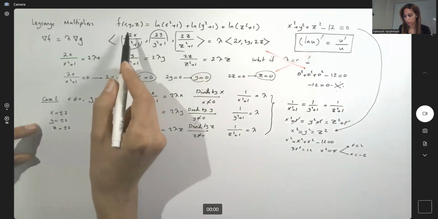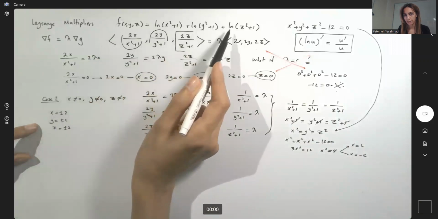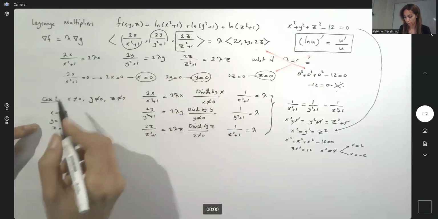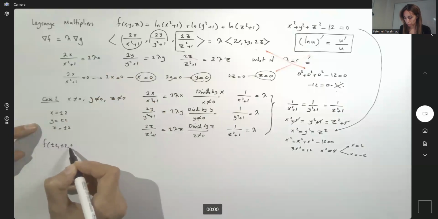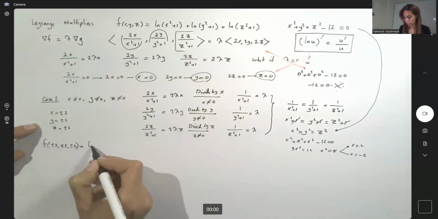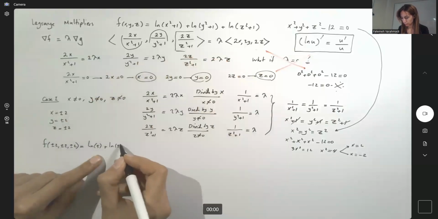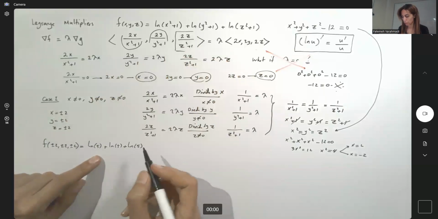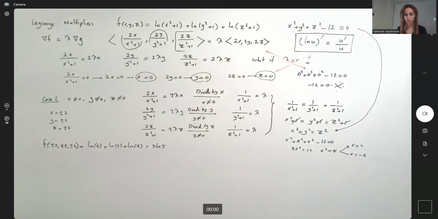But take a look at your function. Your function has all x, y, and z to the second power. So negative values don't impact the function. f at plus or minus 2, plus or minus 2, plus or minus 2 is going to be ln of 5 plus ln of 5 plus ln of 5. We're just doing basic algebra. So it is going to be 3 ln of 5. This is your very first value here.